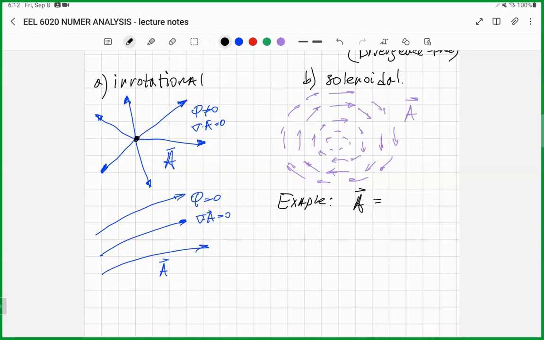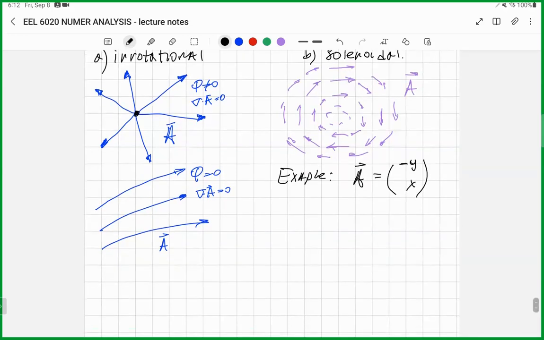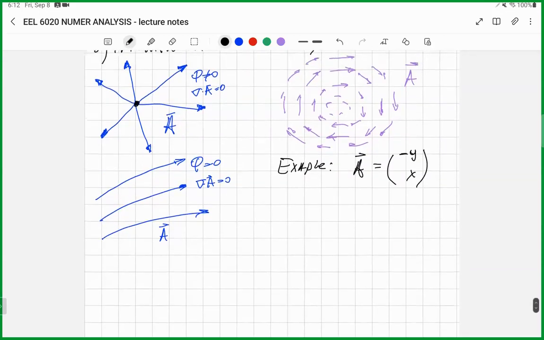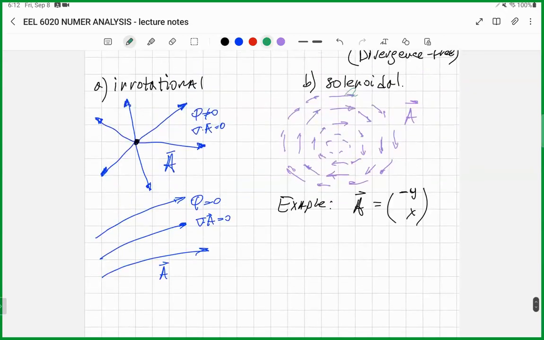A systematic example of such field is a two-dimensional field with components minus y and x. Okay, so minus y and x, it is the field exactly like this. Let's say this is axis x, this is axis y. The field grows in amplitude. In the center, at 0, 0, it's equal to 0. And as you go away from the origin, it grows linearly in amplitude.